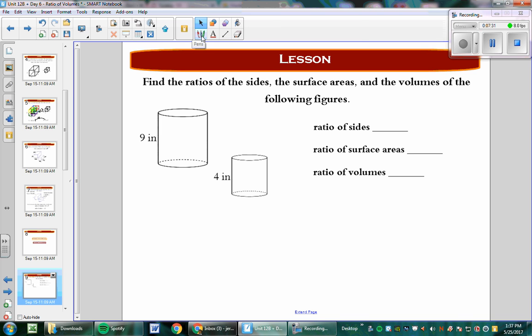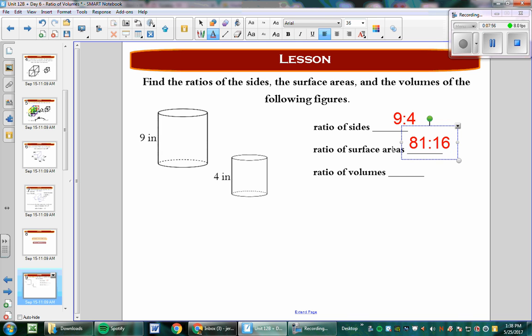All right. Now, if I have these figures, they're similar figures. If I want to find the ratio of the sides, surface areas, and volumes. The ratio of the sides is 9 to 4. I'm going to use a different color just for fun. And then for the surface areas, we just have to square it: 81 to 16. Now, if I want to find the ratio of volumes, I just have to cube: 729 to 64. Now I have all those ratios.